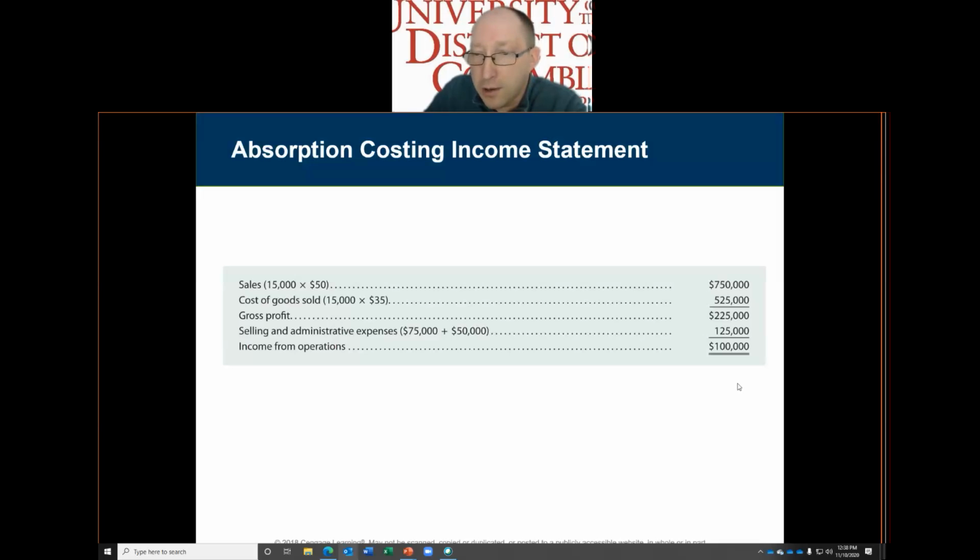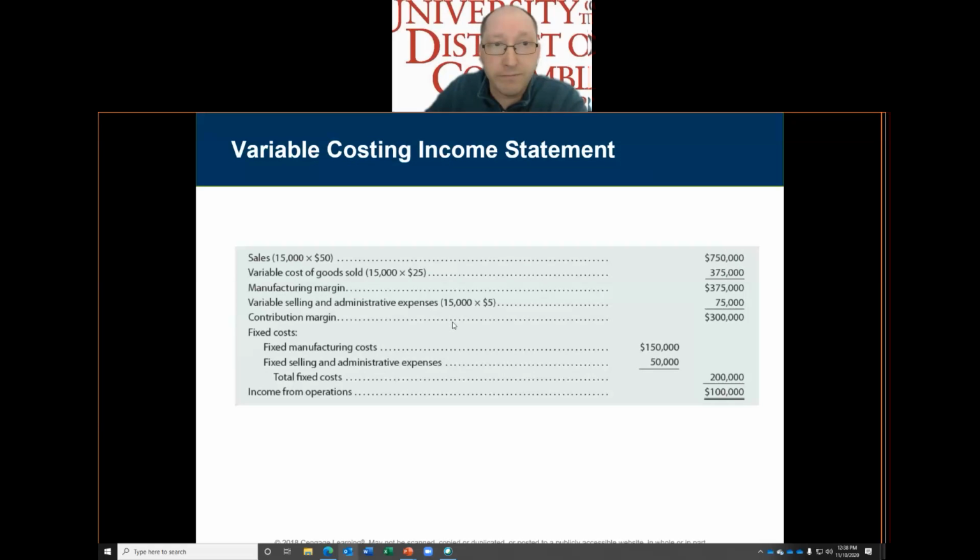Under absorption costing, we're absorbing both the fixed and variable expenses together through direct materials, direct labor, and fixed and variable factory overhead. So through absorption costing, we have our sales minus cost of goods sold equals gross profit, minus selling and administrative expenses equals income from operations. It's condensed. It's absorbed. And the way you can tell is when you look at selling and administrative expenses, we have both fixed and variable selling and administrative expenses together.